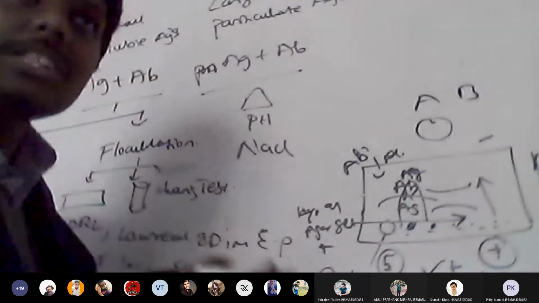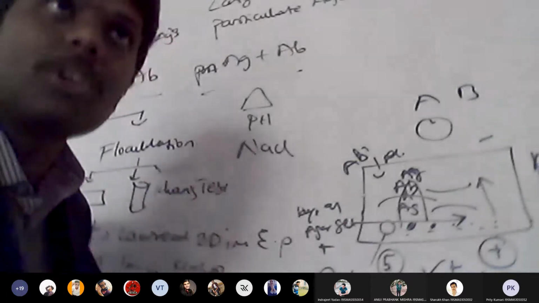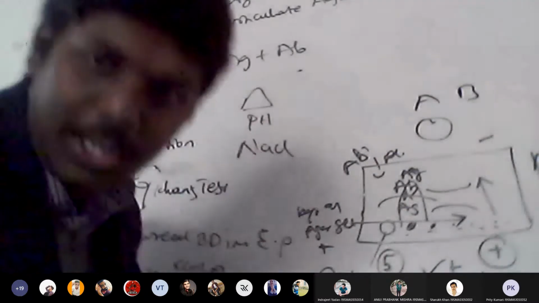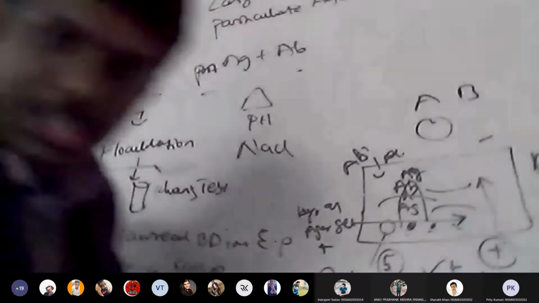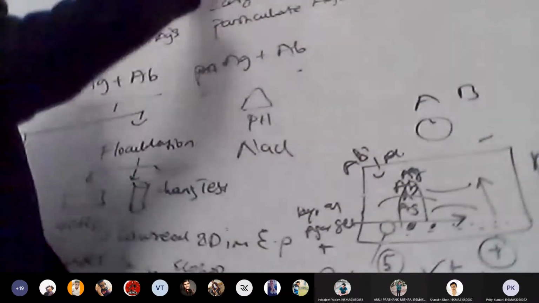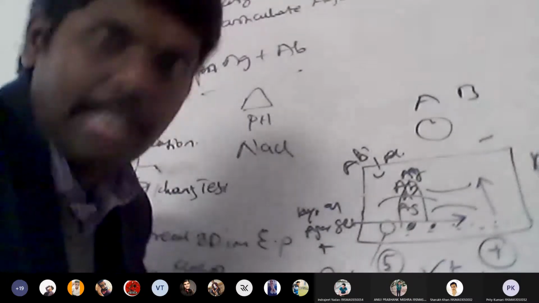So now you can understand the uses of antigen antibody reactions. The best example will be blood grouping. Blood grouping is not possible without antigen antibody reactions. Okay, so this is all about precipitation reactions. Now I will move on to the agglutination reactions. So my next topic of today's lecture will be agglutination reactions.